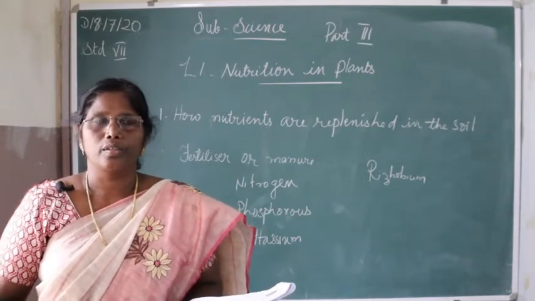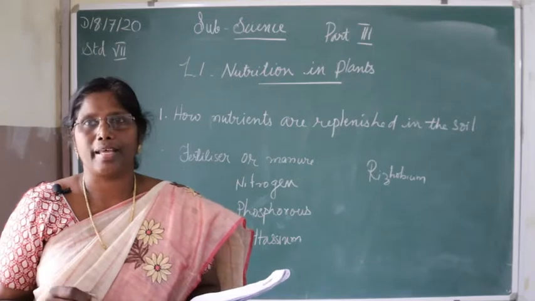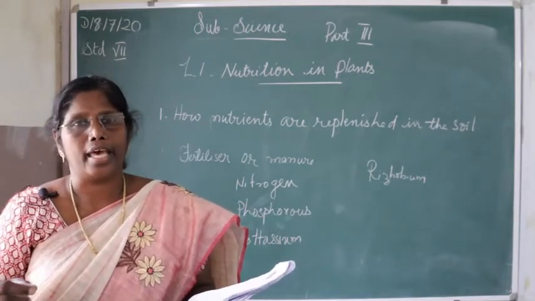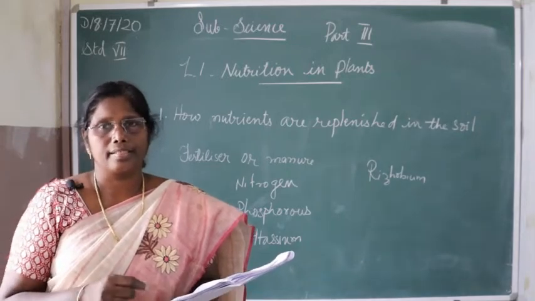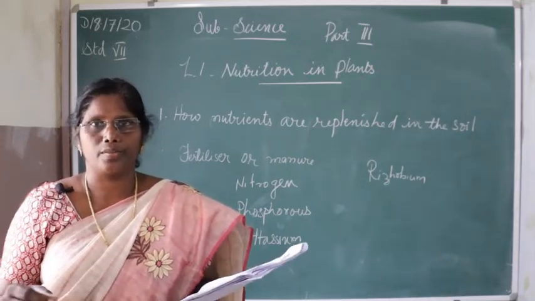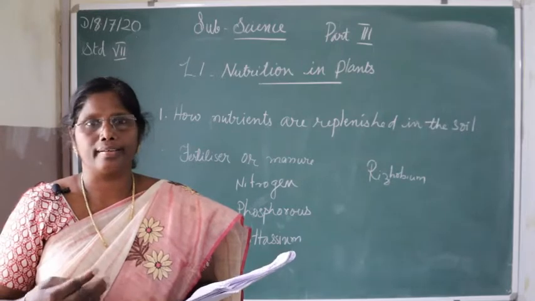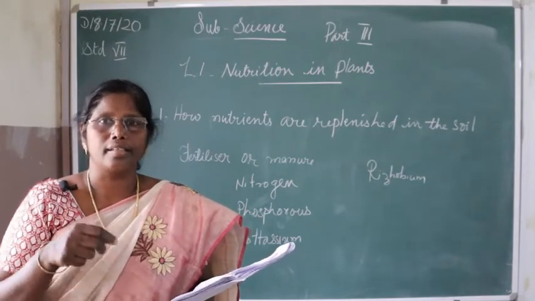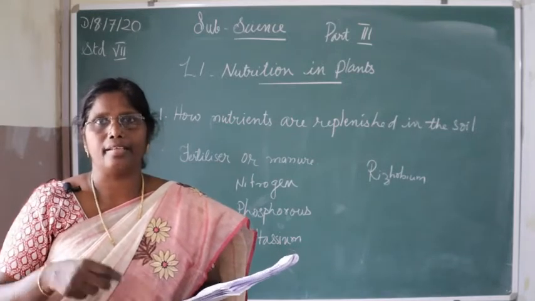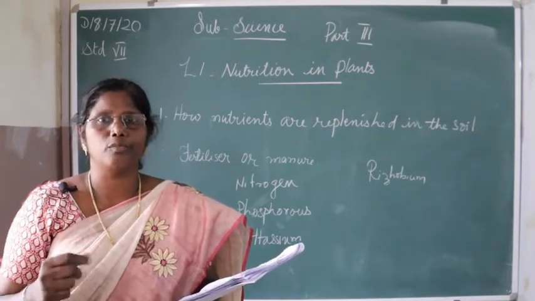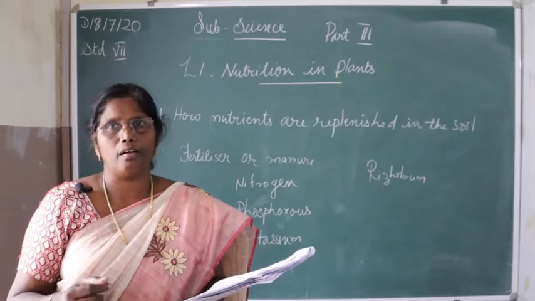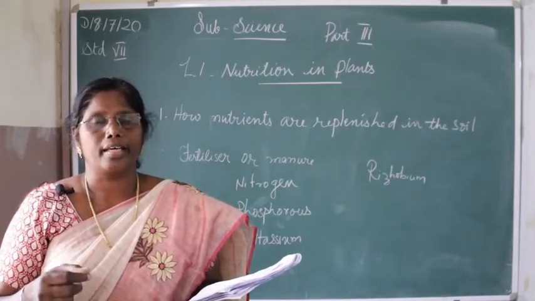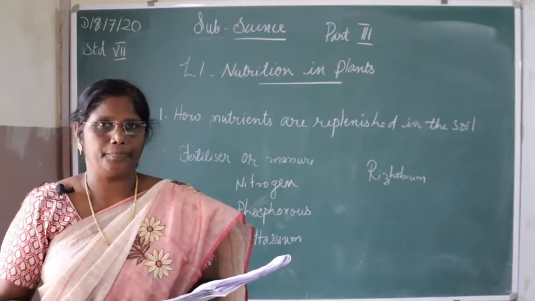Farmers grow in their fields leguminous plants such as gram, pea, beans and mung. These plants are called legumes. Their roots contain nodules. In the root nodules, these bacteria live and they convert the atmospheric nitrogen into the soluble form, and from the soil the plant can absorb the nitrogen.